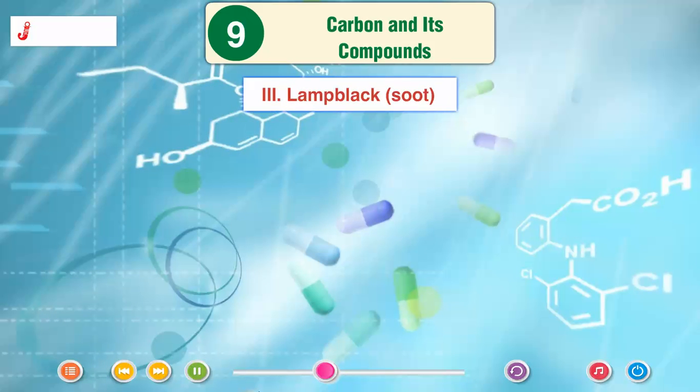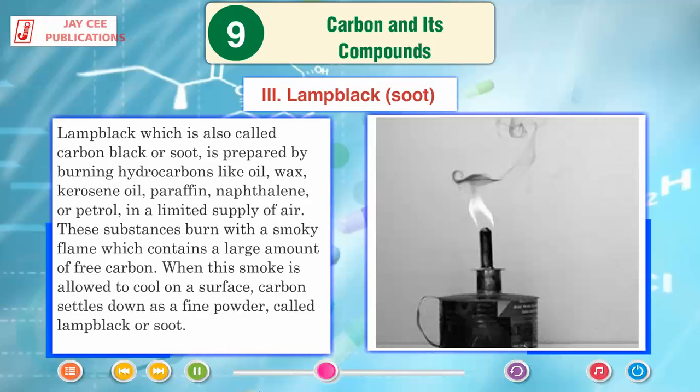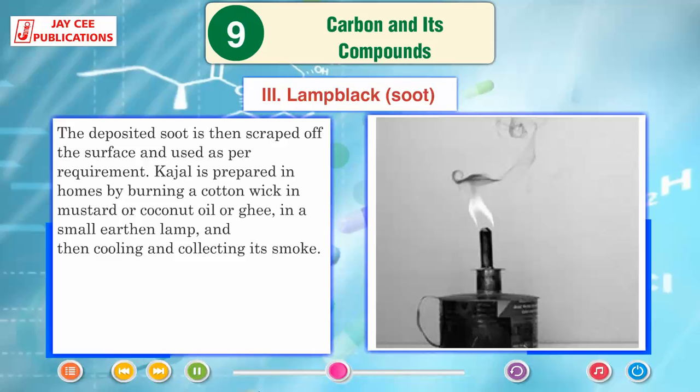Lamp black or soot. Lamp black, which is also called carbon black or soot, is prepared by burning hydrocarbons like oil, wax, kerosene, paraffin, naphthalene or petrol in a limited supply of air. These substances burn with a smoky flame which contains a large amount of free carbon. When this smoke is allowed to cool on a surface, carbon settles down as a fine powder called lamp black or soot. The deposited soot is then scraped off the surface and used as per requirement.